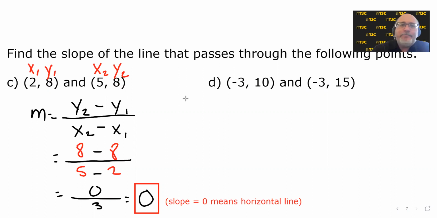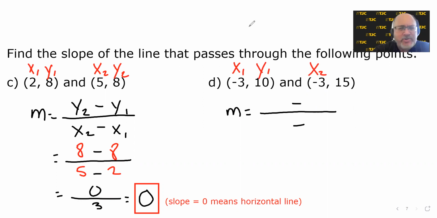But what about D? Have you tried to find the slope on part D yet? Don't need to write the formula. I can see it under part C, but I will set up the empty formula, and I will label my x's and y's. X1 is -3, Y1 is 10. X2 is also -3, and Y2 is 15. Filling in the formula on the top, second Y is 15 minus the first Y is 10. And on the bottom, second X is -3, and the first X is also -3.